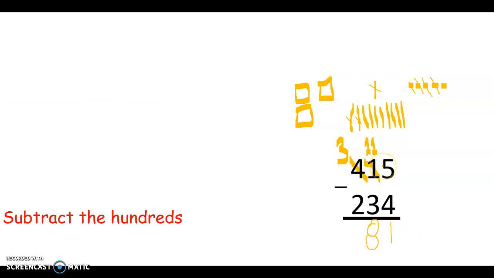Now I can subtract my hundreds. Well, I have 3 hundreds on top, and I have 2 hundreds on the bottom, so I can subtract 2 hundreds, which leaves me with 100. So that means 415 minus 234 gives me a difference of 181.